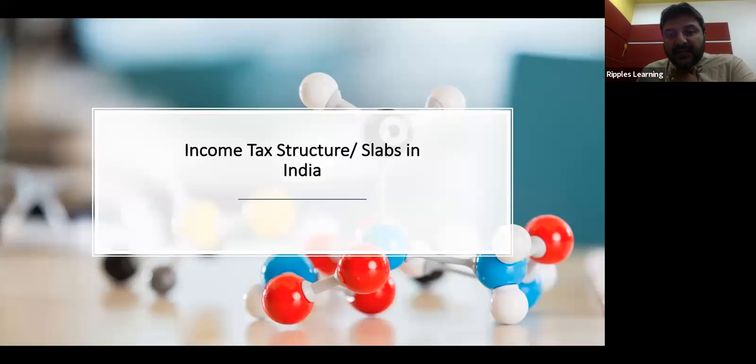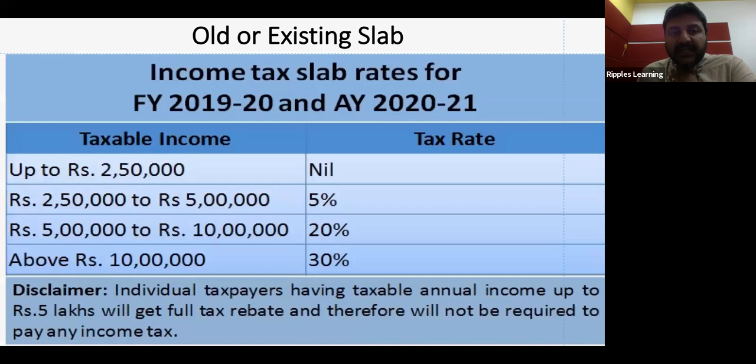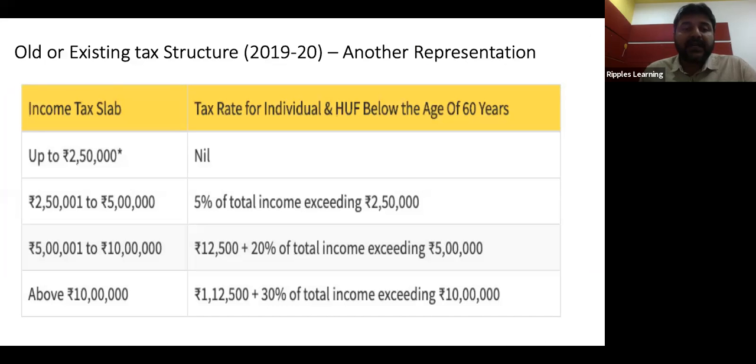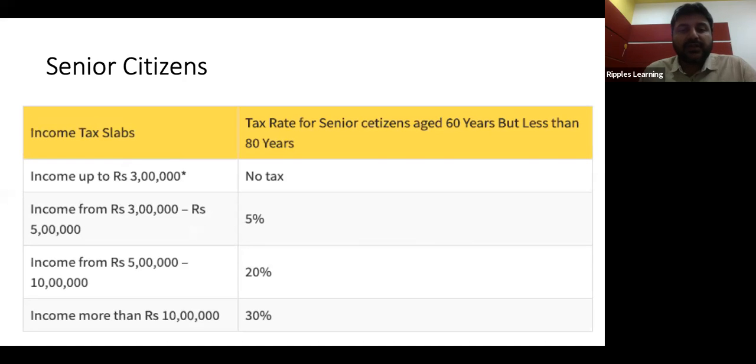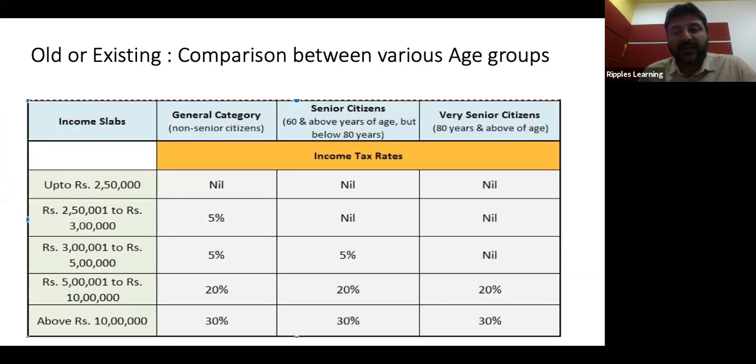We understood the income tax slab. There was an existing or old slab that we talked about, and a new slab which is applicable for the coming financial year. We understood that the rates are 5%, 20%, and 30% based on earnings for the old slab. And we also understood 87A, which allows an exemption for people whose net taxable income is below 5 lakhs, where you don't have to pay any tax. We also understood rate of taxation for senior citizens and super senior citizens, and a comparative table that allowed us to put all of this understanding together.